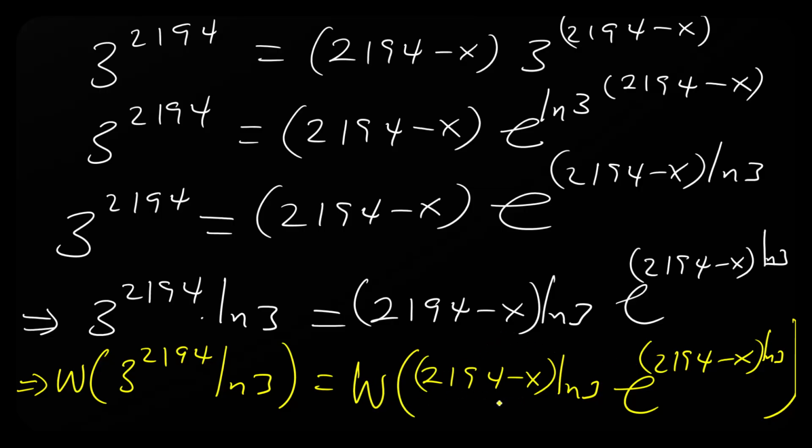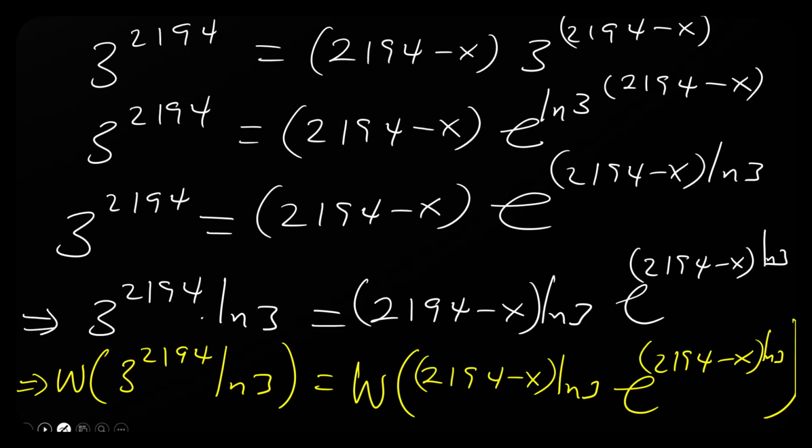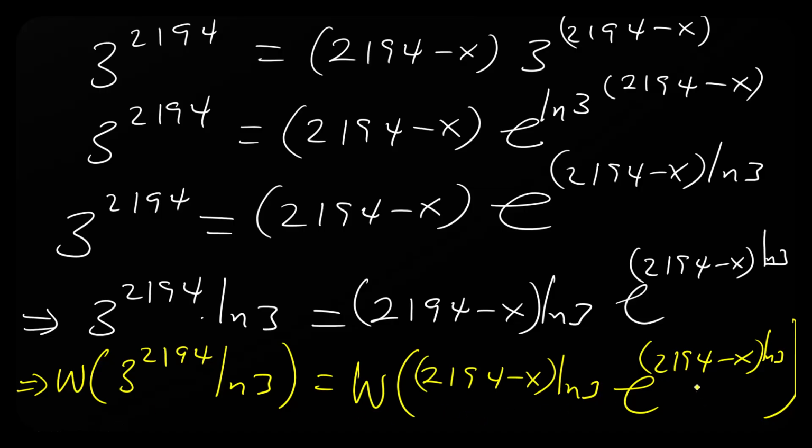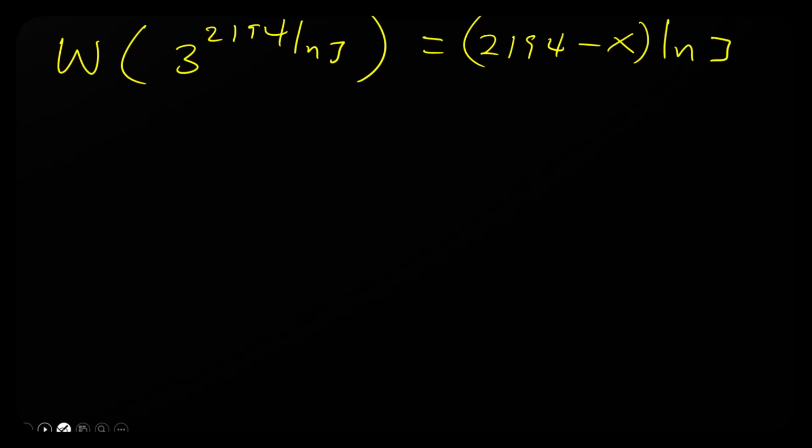Remember, the right hand side will be one of this. Remember the rule. So we have the W function. So the right hand side will be 2194 minus x ln of 3. Remember the rule. Okay, so this equals that. So the W function will be one of them. Now the next thing is to manipulate the left hand side. That is where the problem is.